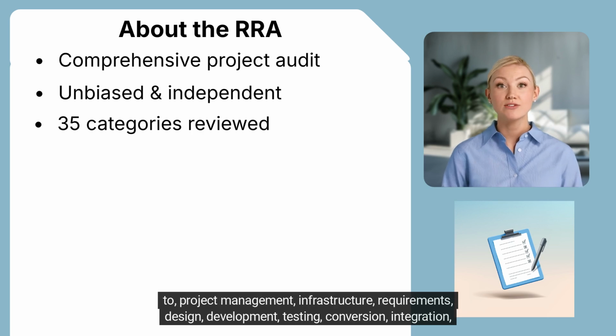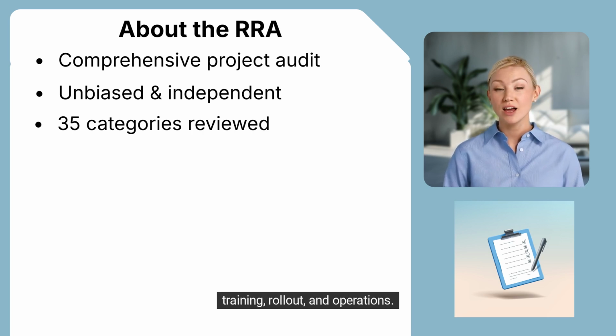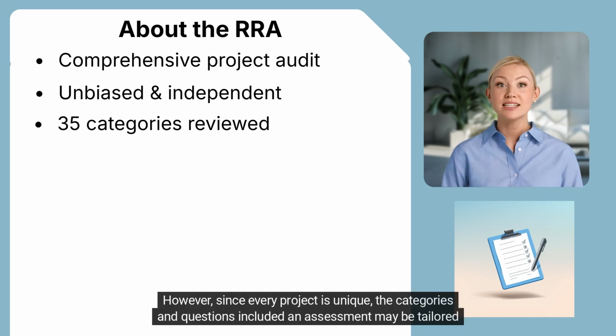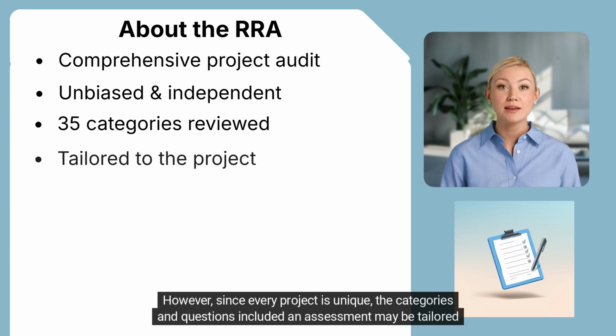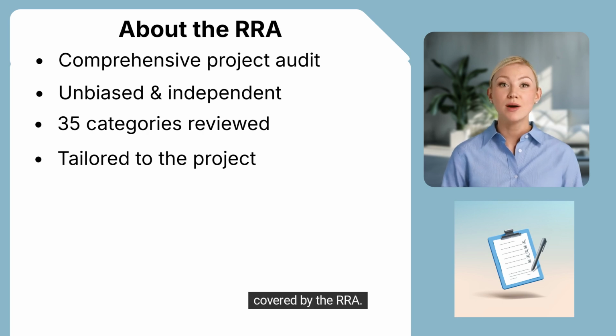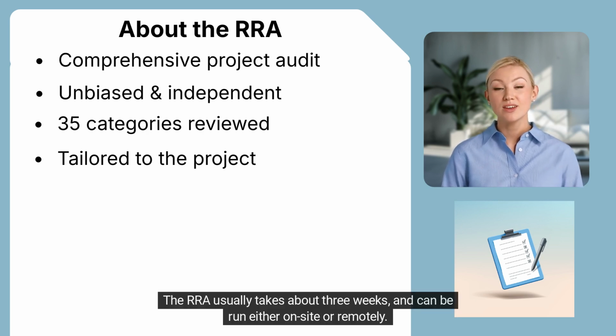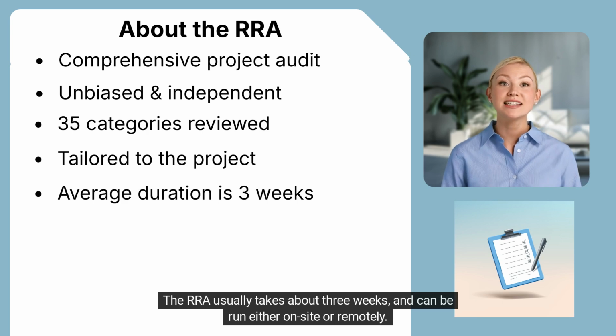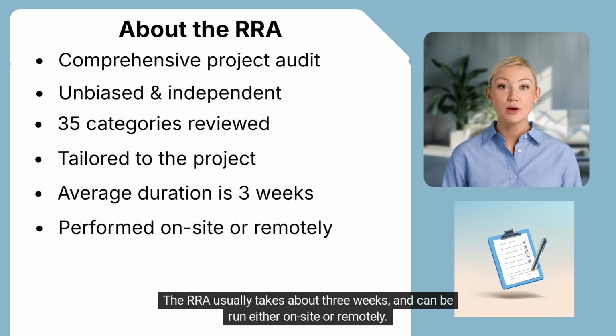project management, infrastructure, requirements, design, development, testing, conversion, integration, training, rollout, and operations. However, since every project is unique, the categories and questions included in the assessment may be tailored to the project. Visit the CoffeeCat Risk Management tab for the list of the 35 assessment categories and examples of questions covered by the RRA. The RRA usually takes about 3 weeks and can be run either on-site or remotely.